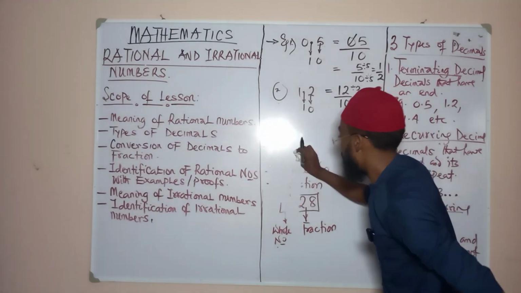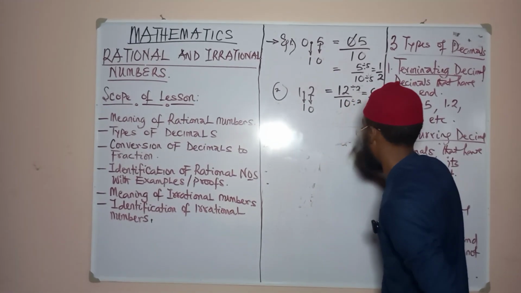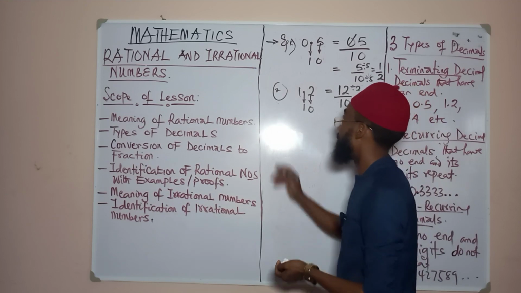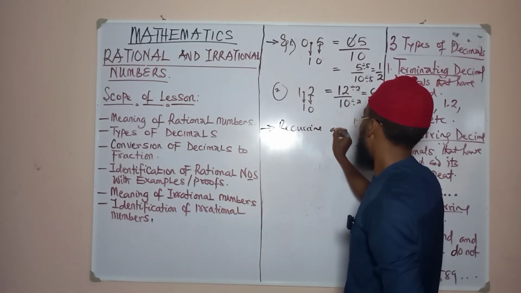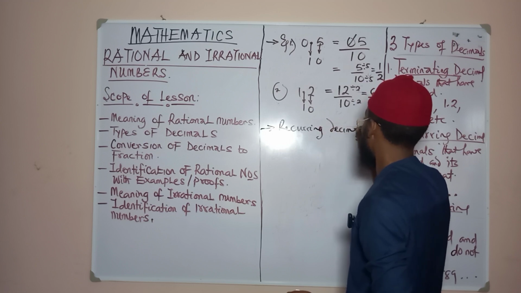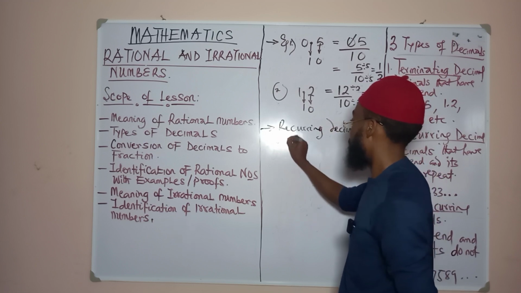Then, how do we now convert recurring decimals to fraction? That's where the job comes in. Recurring decimals to fractions.